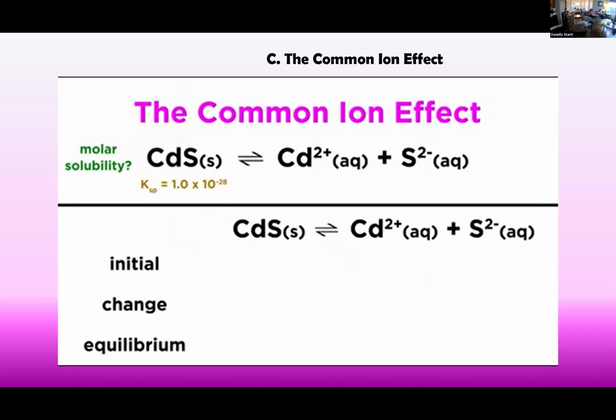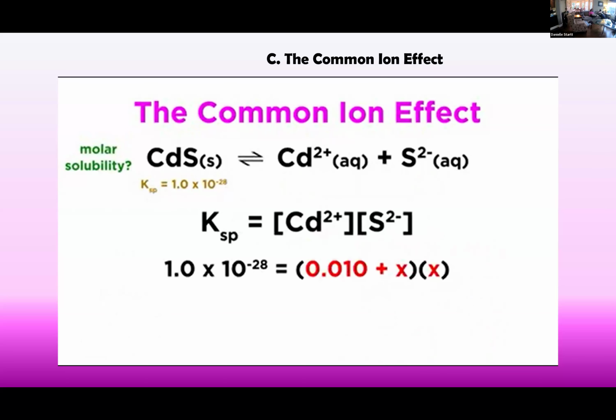Let's then set up an ICE box for the cadmium sulfide equilibrium. We know the initial concentration of cadmium ion is 0.01 from the cadmium bromide, and there is no sulfide at first. Then a tiny amount of the cadmium sulfide will also dissolve, so we must add a change of X to each initial concentration to get our equilibrium concentrations, which will be 0.01 plus X and X.